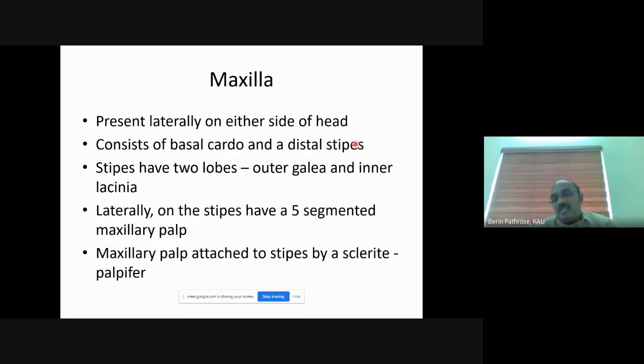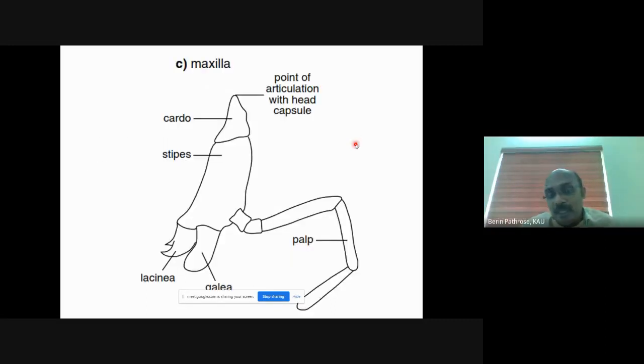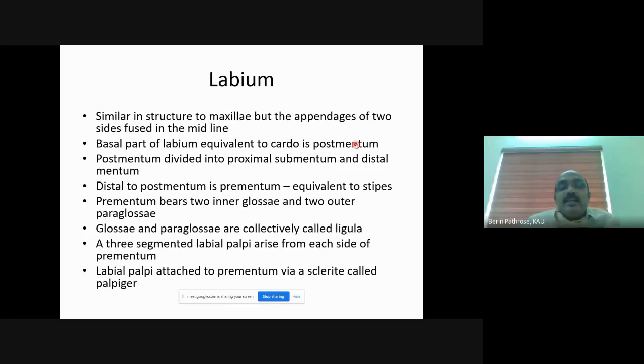So we've seen the basic biting and chewing mouth parts: labrum, then mandibles, and behind the mandibles the maxillae, with the labrum in front as the anteriormost part of the mouth. And the next part is called the labium. The difference is that mandibles and maxillae are present on either side of the head, a pair of each. But labium is a fused structure. Labrum will be hanging in front, labium will be hanging at the back. This is the posterior most part of the mouth.